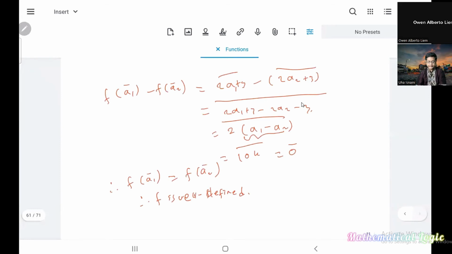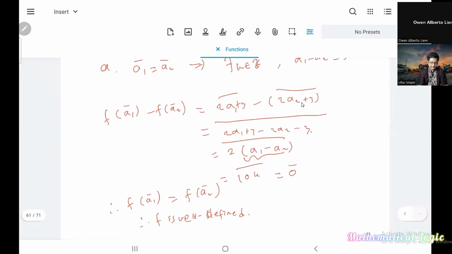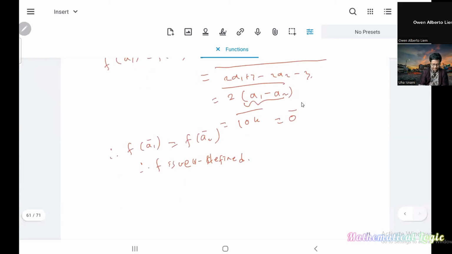Okay, any question maybe? So well defined means whatever you take here, maybe for example like 0 bar, 0 bar is equal to 5 bar, equal to 10 bar. Whatever you choose there, it will not change the result. It will be the same result. That's the meaning of well defined.